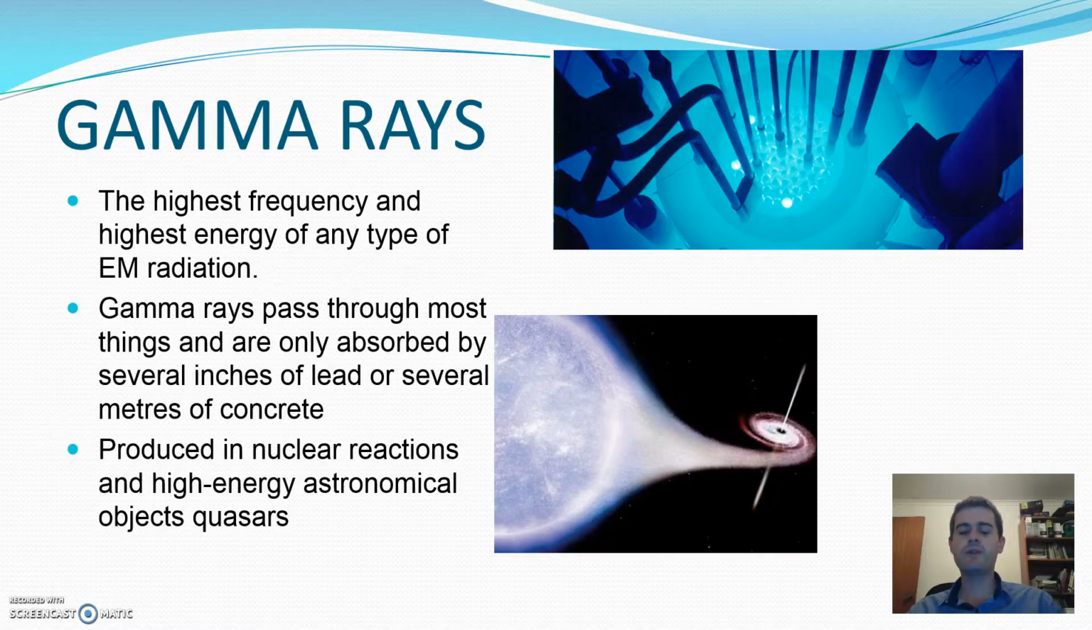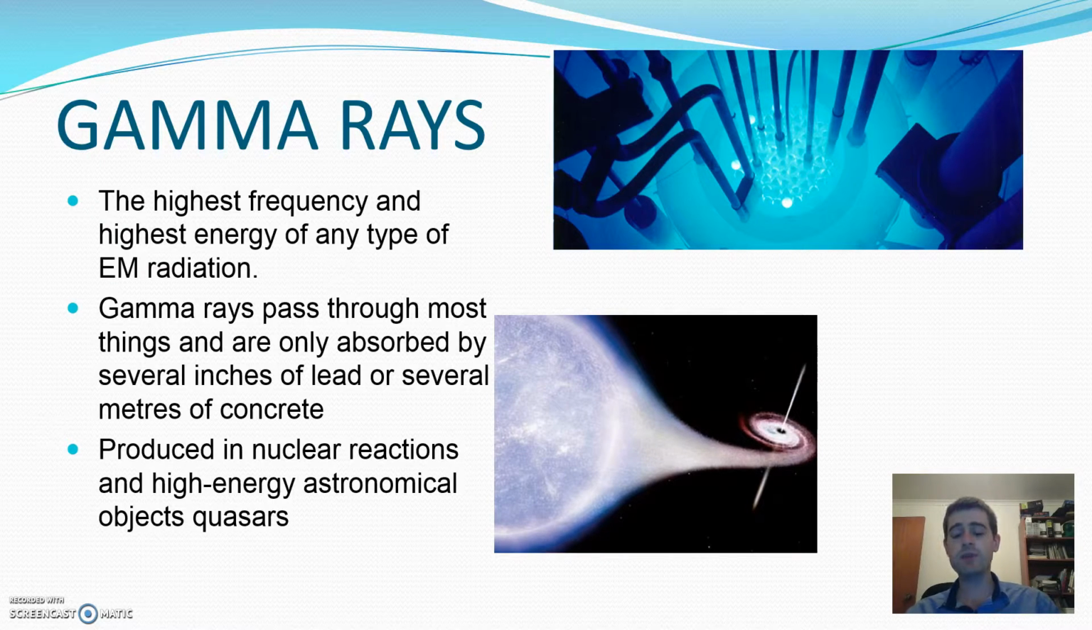And then from X-rays, we finally get to the highest energy form of electromagnetic radiation, which is what we call gamma rays. The gamma rays pretty much pass straight through anything like a hot knife through butter. If you want to absorb gamma rays, you really need either several inches of thick lead or several meters of concrete. That's about the only thing that will block gamma rays. Other than that, they'll just go straight through.